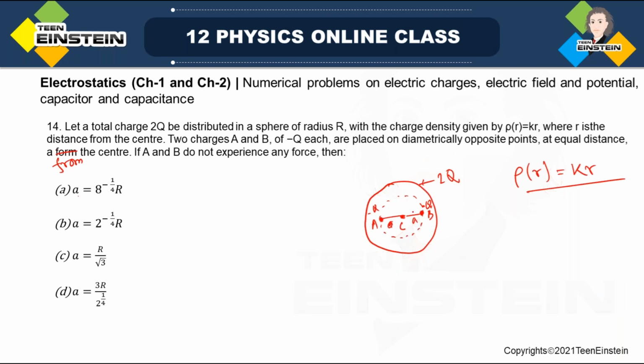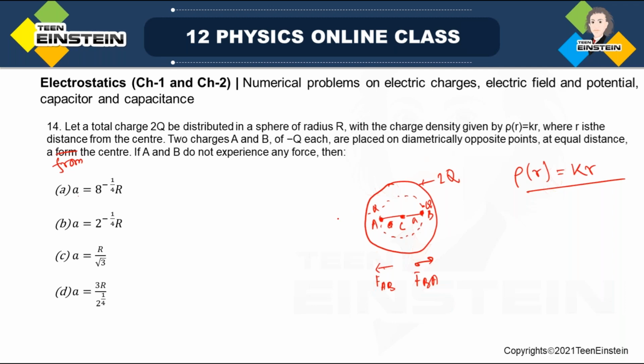Charges are there at this place and this place, so they will actually repel each other, right? So force on A due to B will be in this direction, repulsion, and force on B due to A also will be there at this position, and since it is repulsion, it will be pushing it out. This force will be pushing A out. So there will be a repulsive force between them.